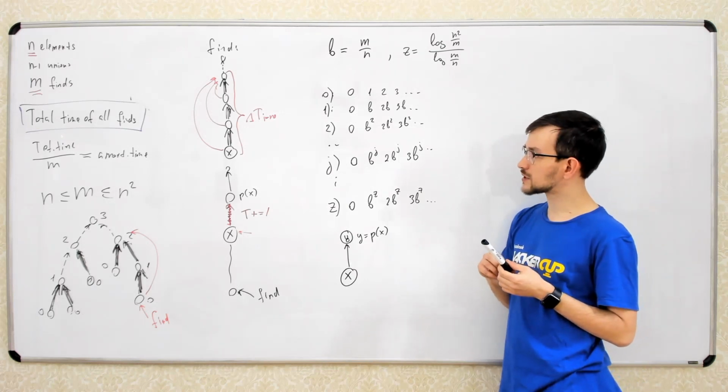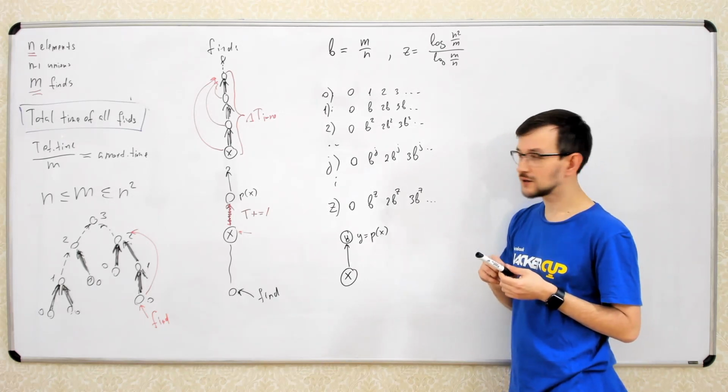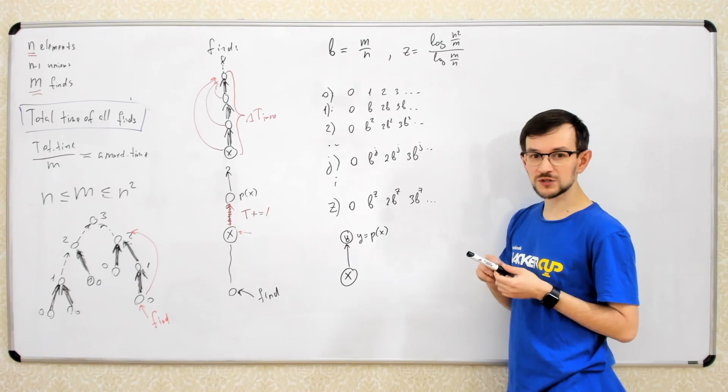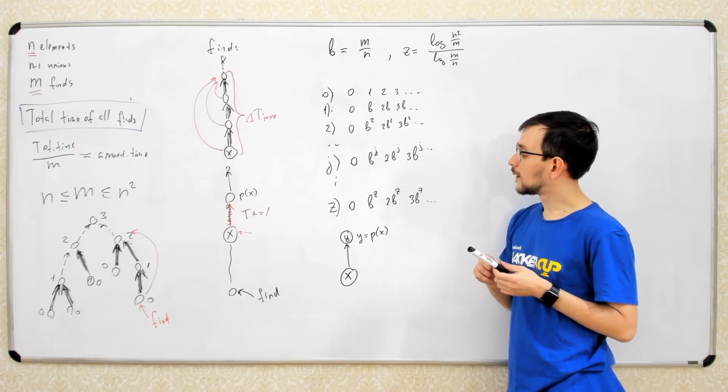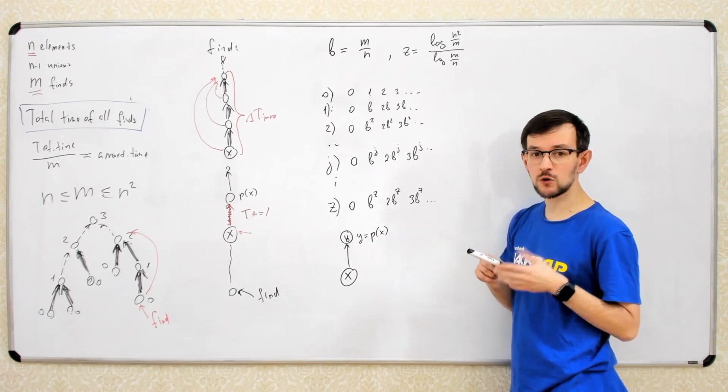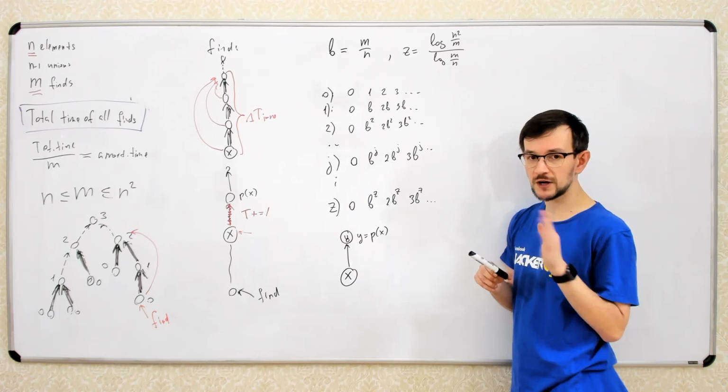How did Tashan come to this? I have no idea. This all looks like a simple magic, right? That's cool because the code is very simple, but the proof is like magic.